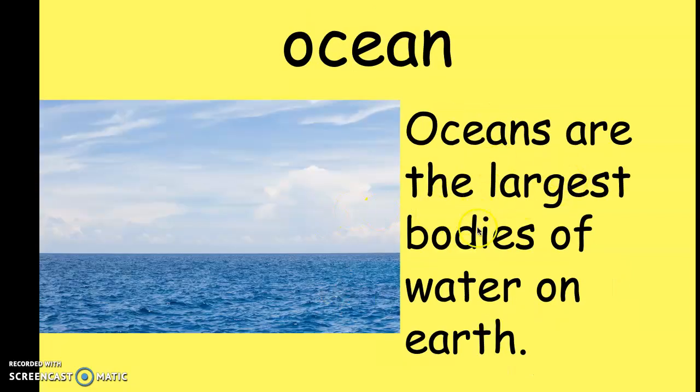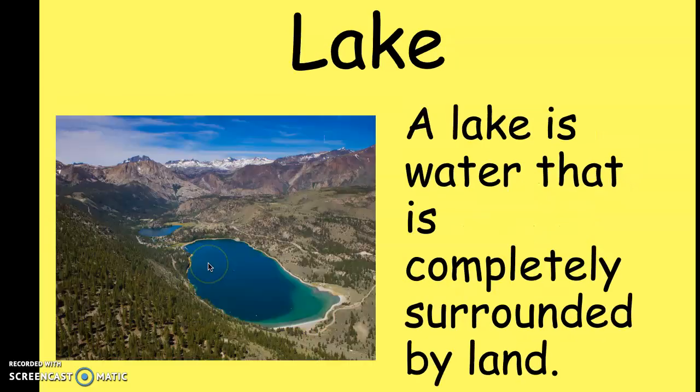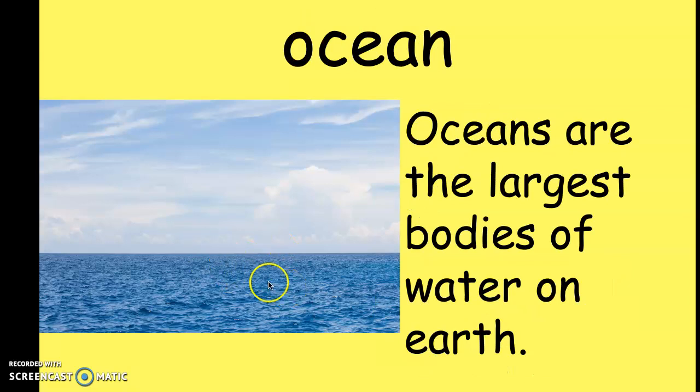Ocean. Ocean is the largest body of water on Earth. And remember, this is typically salt water. Now, lakes are typically freshwater, meaning we can drink them when filtered and cleaned. Sometimes we'll have a saltwater lake, but not typically.